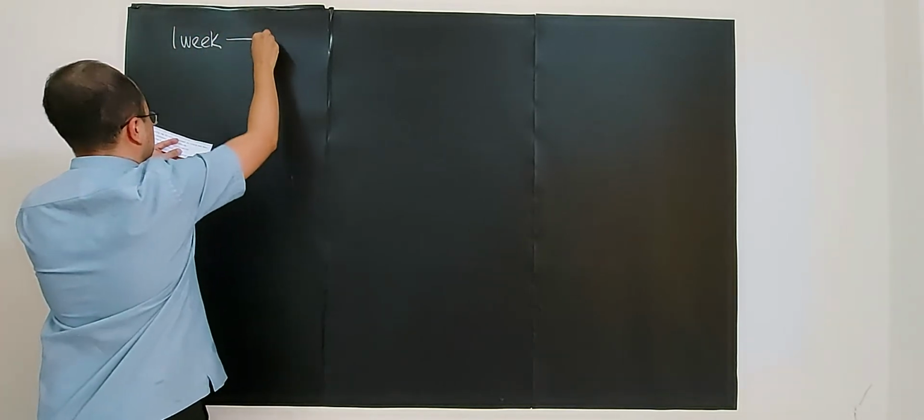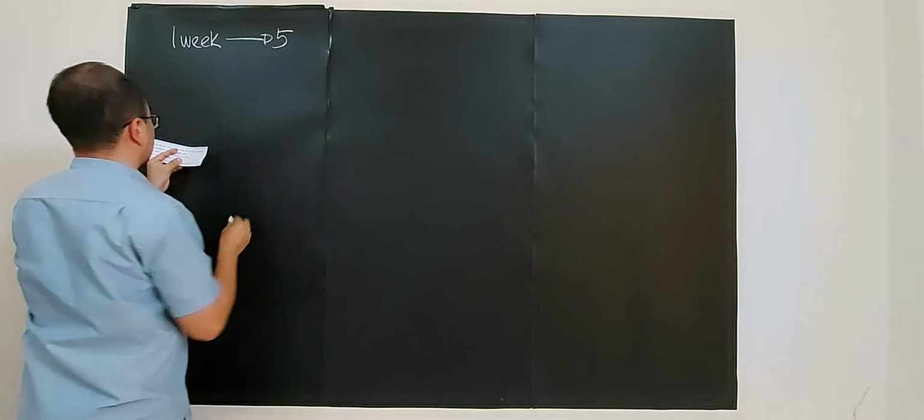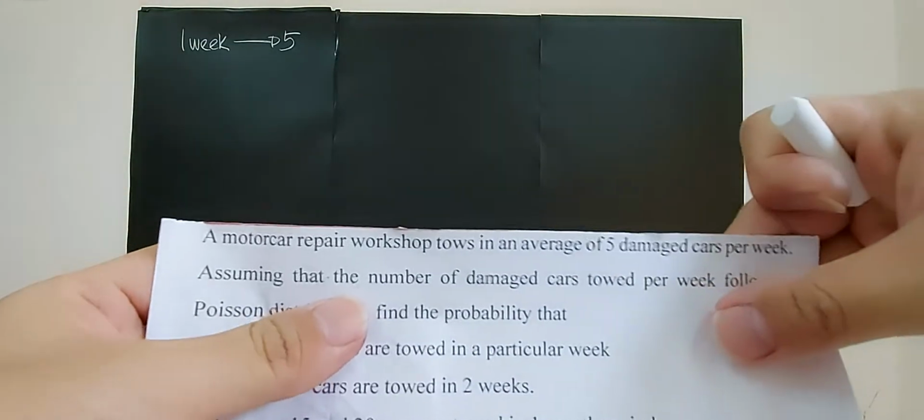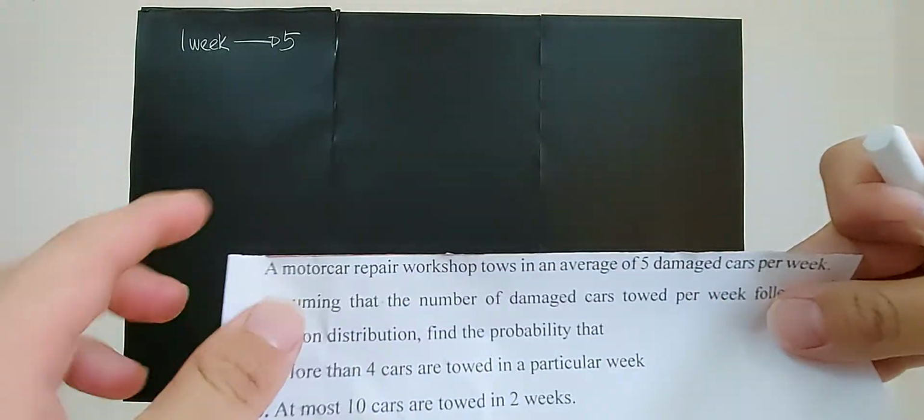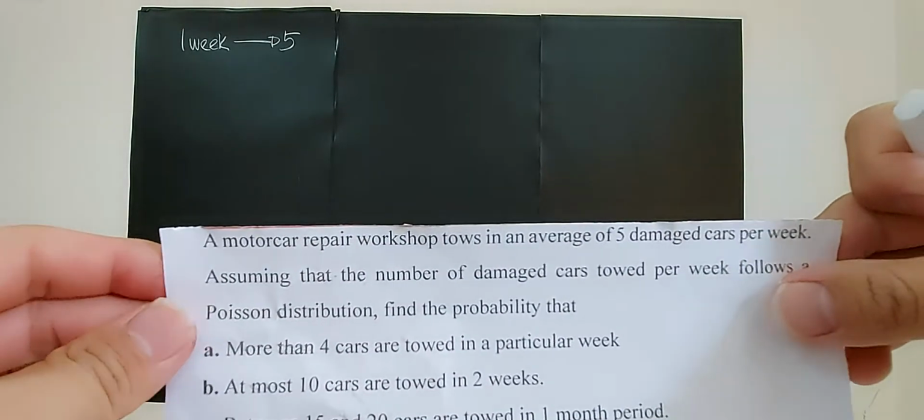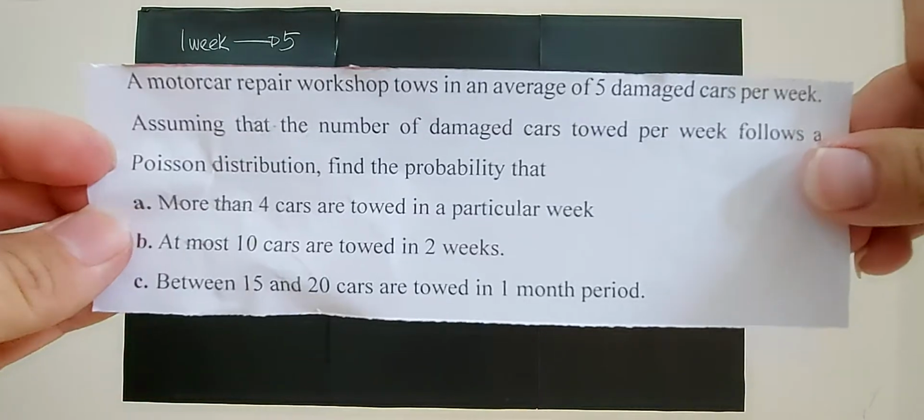In 1 week, there are 5 damaged cars. They tow an average of 5 damaged cars per week. It's a mean. It's not telling you that every week there must be 5 damaged cars. It's just telling you the average. According to their study, 5 cars in a week need the service of this workshop. So this is the mean. Remember that.